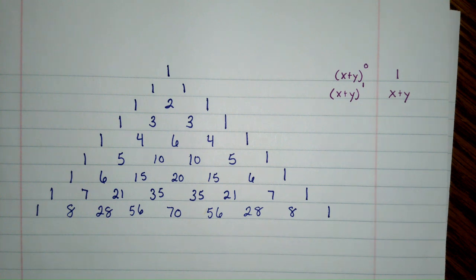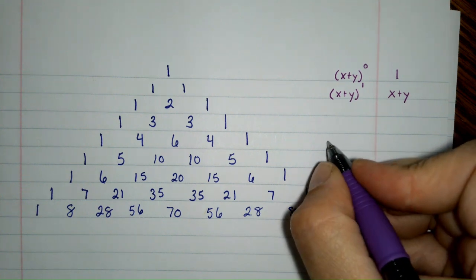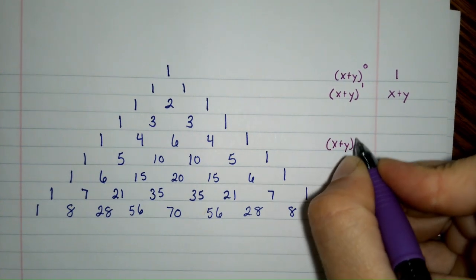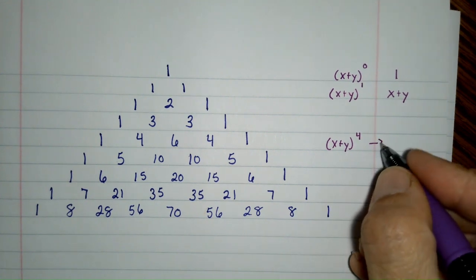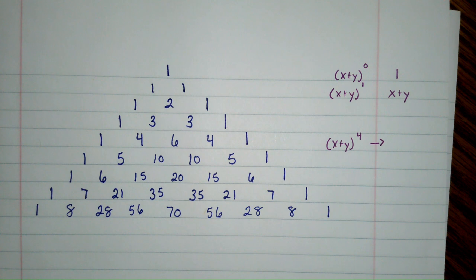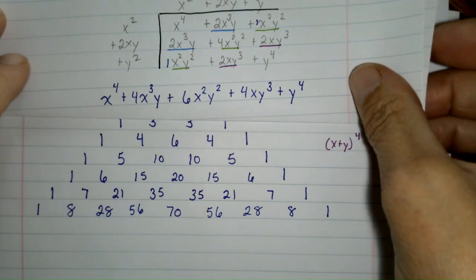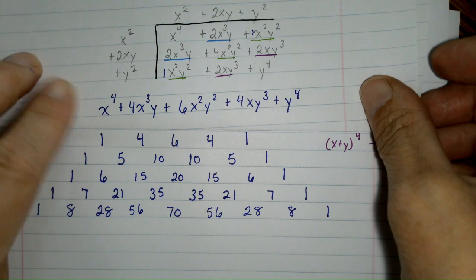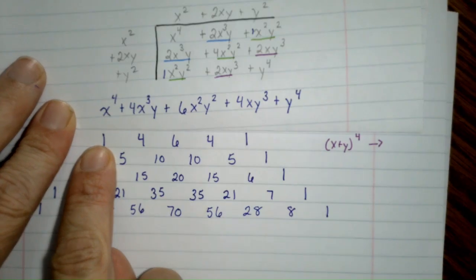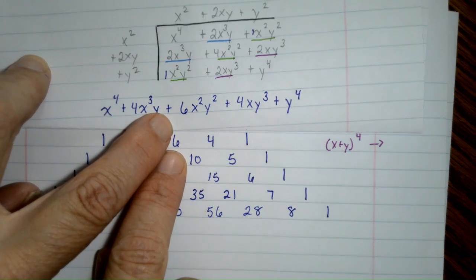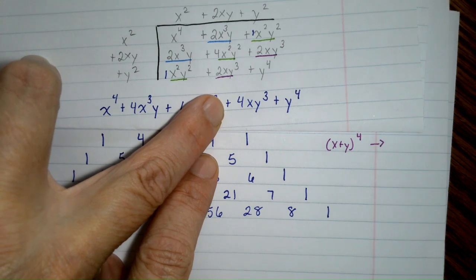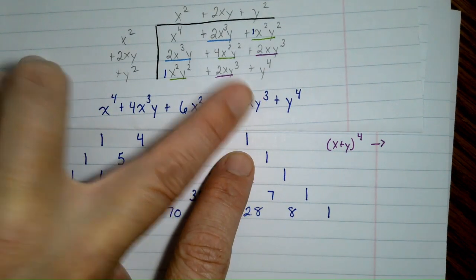A moment ago, we did x plus y to the 4th power. Okay, I'm not going to rewrite it. Instead, I'm going to bring that piece of paper back, put a little fold in it. One x to the 4th, 4x to the 3rd y, 6x squared y squared, 4xy cubed, 1 y to the 4th.